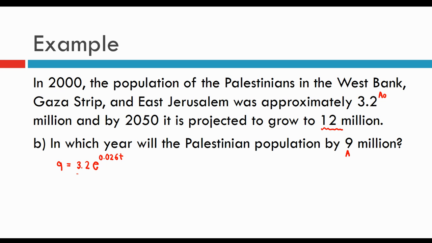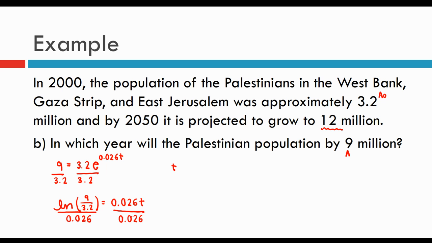So we're going to isolate that base by itself. So I'm going to divide both sides by 3.2. Once again, I want to take the natural log of both sides. So we'll have the natural log of 9 divided by 3.2. When I take the natural log of the other side, the natural log and the e cancel. And so that leaves you with the exponent, which was the 0.026t. And then to get that t by itself, I'm going to divide both sides by 0.026.